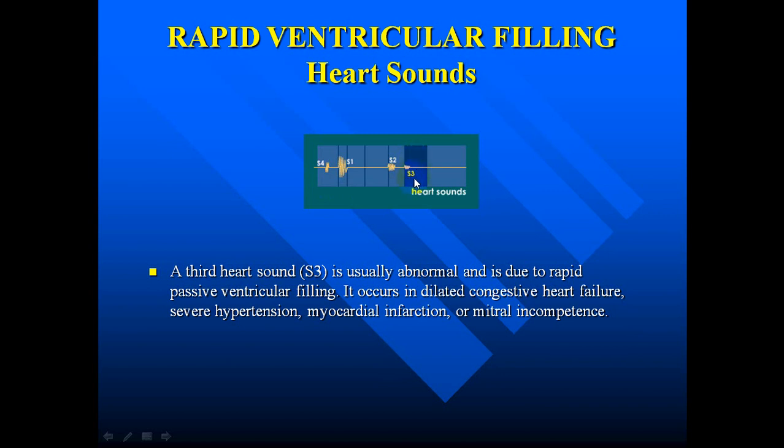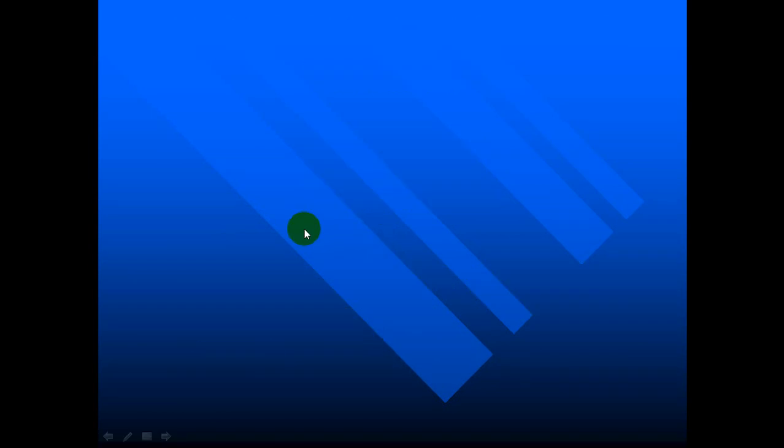In an abnormal ventricle, dilated or failing, it will produce this low frequency S3, which comes after S2 at the beginning of diastole, while S4 is at the end of diastole, S1 at the beginning of systole, and S2 at the end of systole. So S3 is usually abnormal, due to rapid passive filling. It occurs in dilated congestive heart failure, abnormal ventricle, severe hypertension, myocardial infarction, and mitral regurgitation.